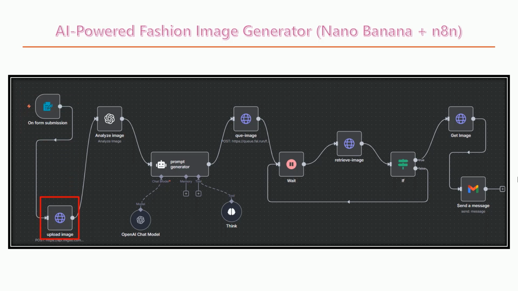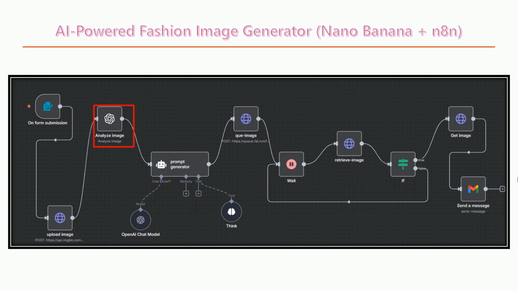After that, you can see we have the next node, that is upload image. It is going to upload the submitted image to IMGBB, which is image hosting, and then you will get a public URL. And then the next node is analyze image. It is going to extract details like caption, text, colors, style from the uploaded image for context. And here it is going to use OpenAI model.